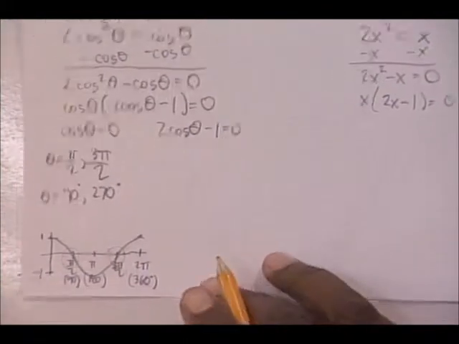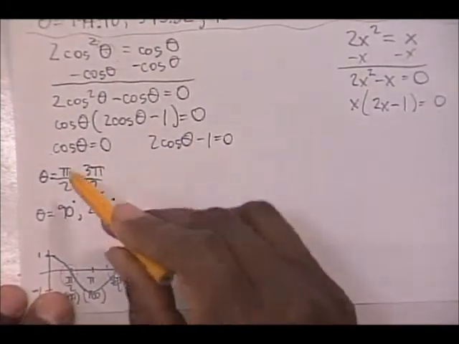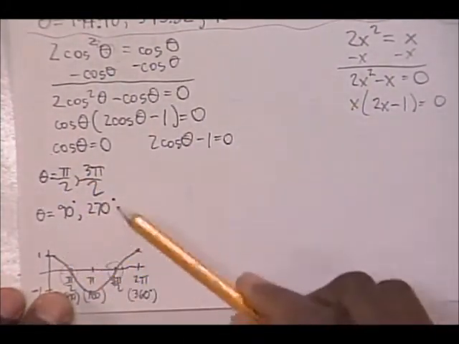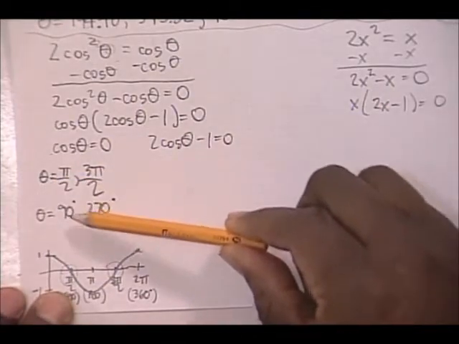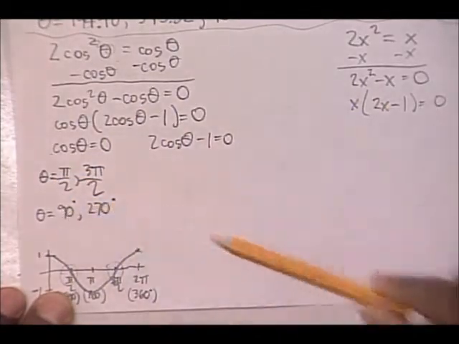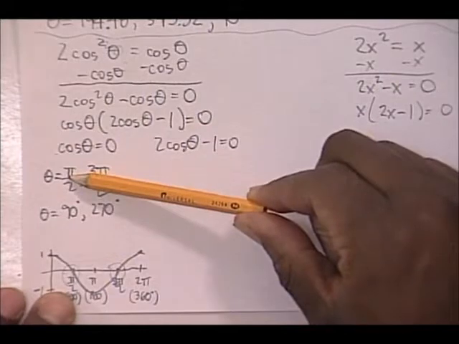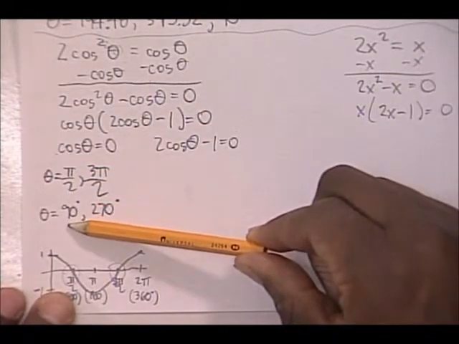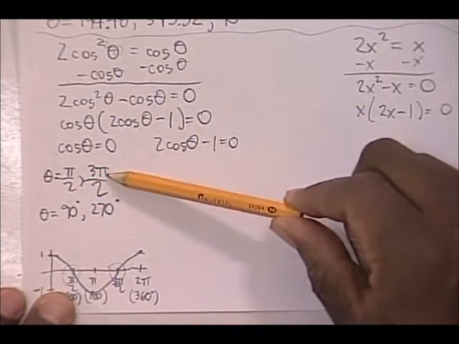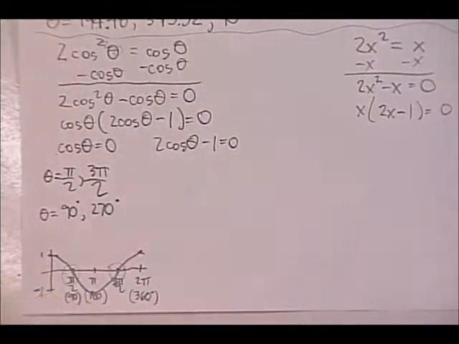I don't want you to think that I've got 4 different answers here. What I have is 2 different answers, and each of these answers are written in 2 different ways. Another way to say pi over 2 radians is 90 degrees. Another way to say 3 pi over 2 radians is 270 degrees.